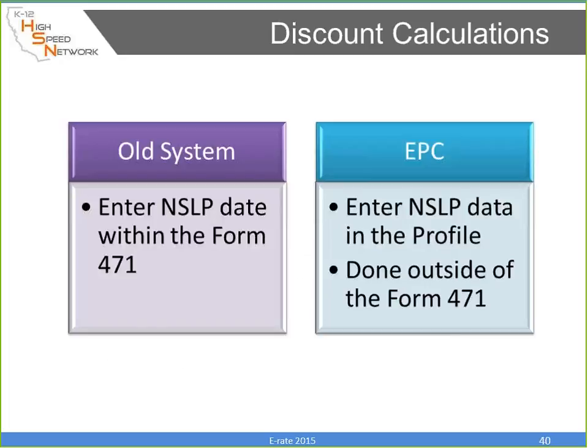Now, we mentioned this a little bit already. The old system of E-rate required you to actually manually enter your NSLP data for each site at least one time, and then you could copy it from form to form. One time each year, I should say. But in the new system, you can update your profile right now. You don't have to wait for the 471 to be available, for the window to be open. You can update this information as soon as you have it available, and it simply automatically populates your Form 471 as soon as it becomes available.